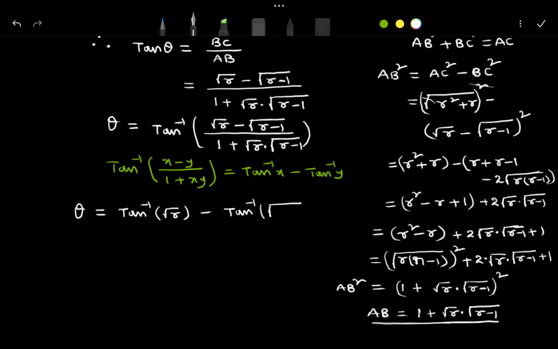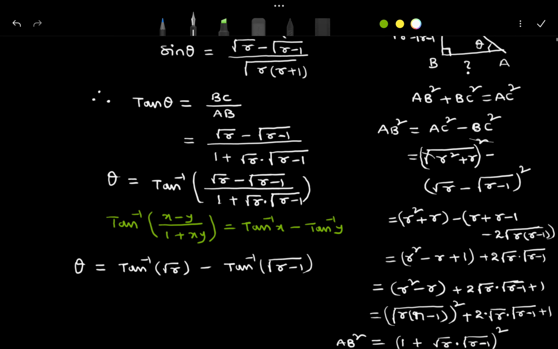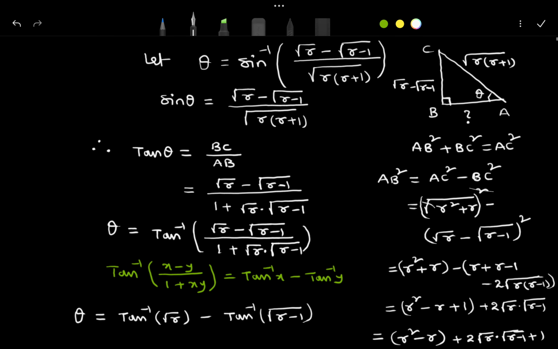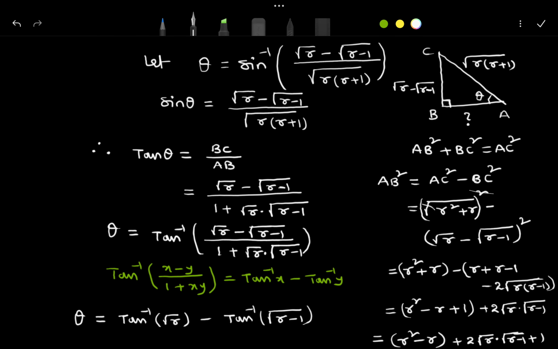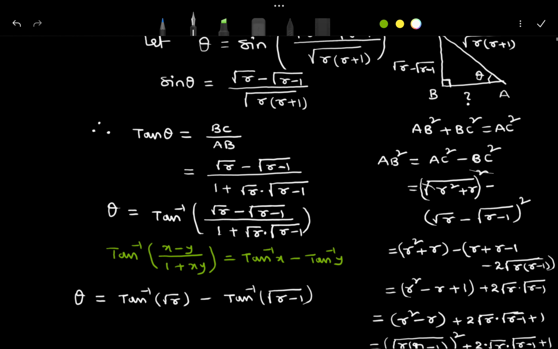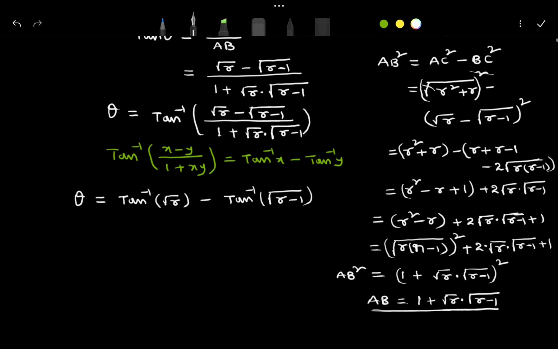So actually what is that theta value? So theta is equal to tan inverse of root r minus root of r minus 1, whole divided by square root of r into r plus 1. So here theta and here theta both will be the same.